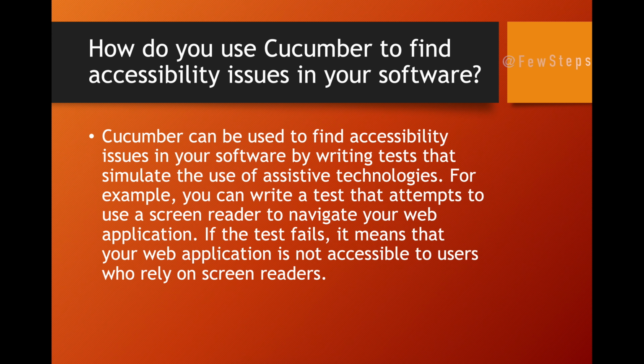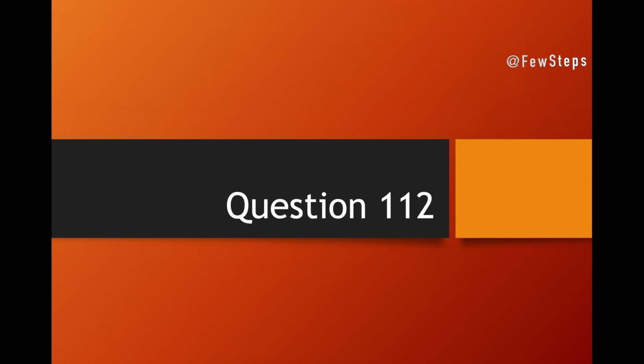Question 111. How do you use Cucumber to find accessibility issues in your software? Cucumber can be used to find accessibility issues in your software by writing tests that simulate the use of assistive technologies. For example, you can write a test that attempts to use a screen reader to navigate your web application. If the test fails, it means that your web application is not accessible to users who rely on screen readers.